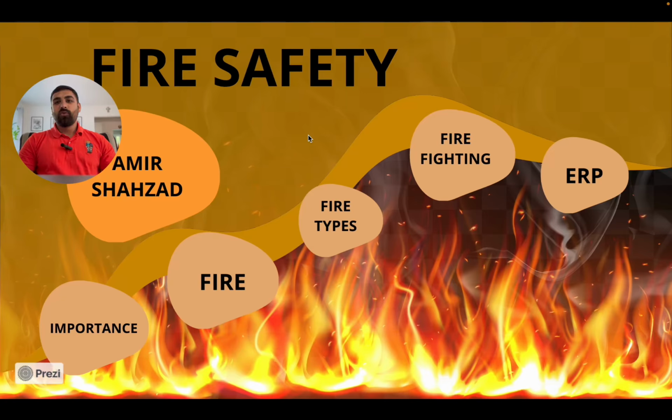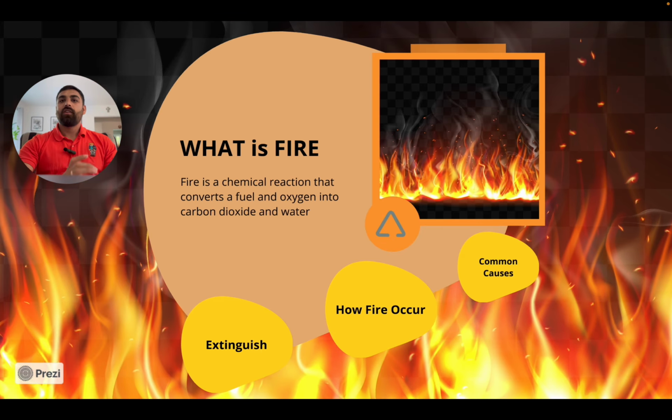Welcome to chapter 2 of this fire safety course. In this chapter, we will be learning what is fire, what are the common causes of fire, and how we can extinguish it. So let's discuss first about fire.